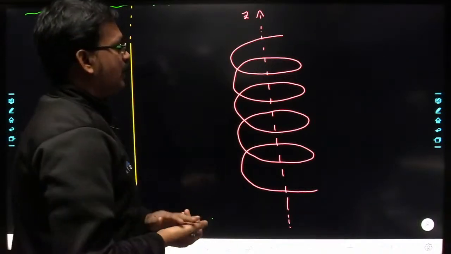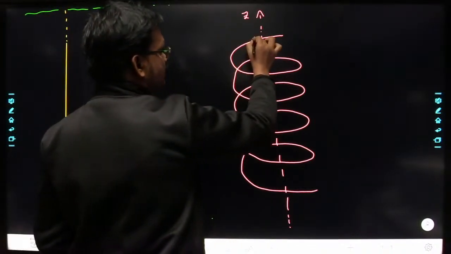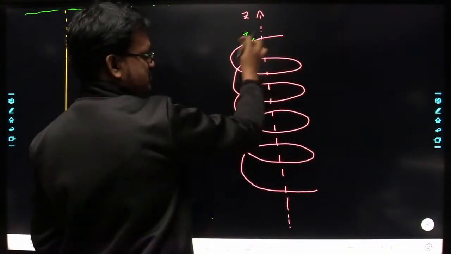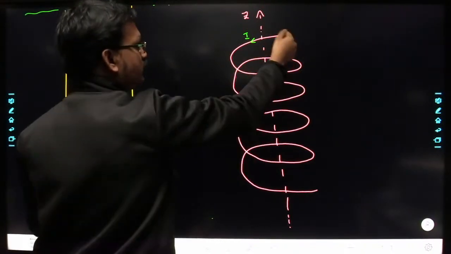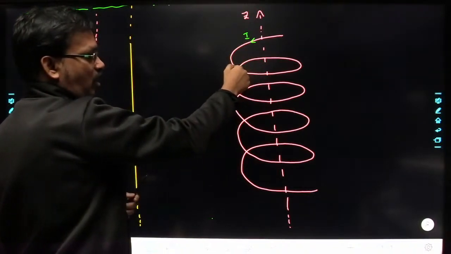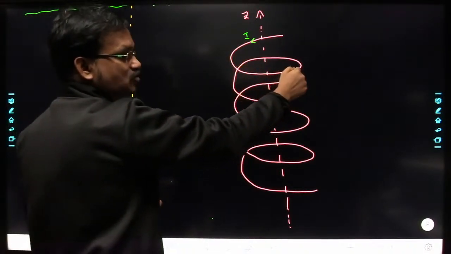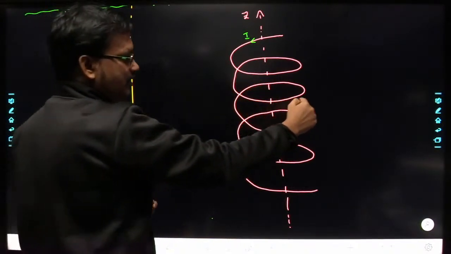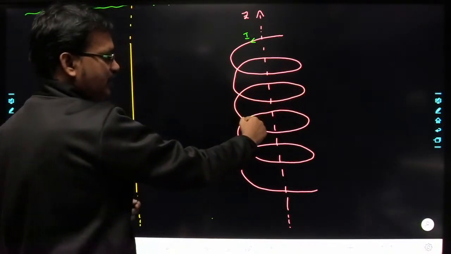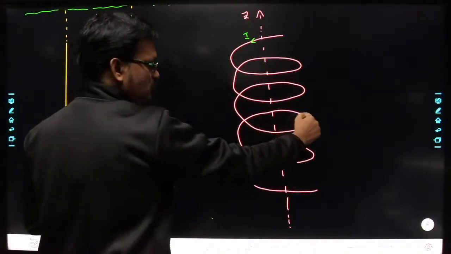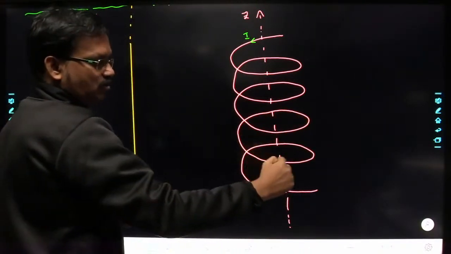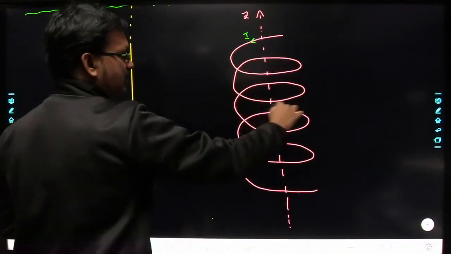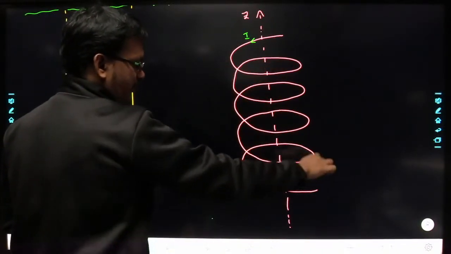Here I am considering the current is flowing through this solenoid in the anti-clockwise direction. So here it is coming out of the board, and here it is going into the board, and again here it is coming out of the board, and here it is going into the board. In this manner the current is flowing through the solenoid.